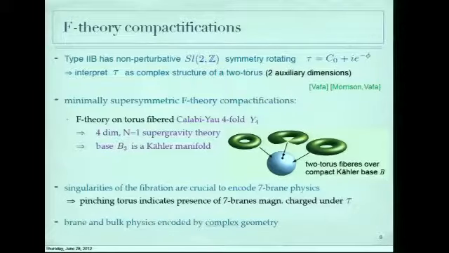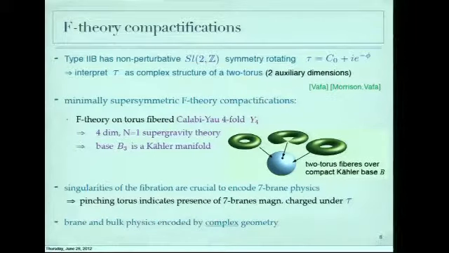To get started, I really have to review this link between M-theory and F-theory briefly. We heard already what F-theory is. This SL(2,Z) symmetry is interpreted as some symmetry of an extra 2-torus, and the tau, the dilaton-axion, is the complex structure of this 2-torus, right?